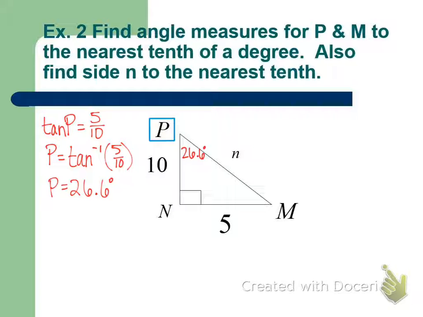All right, we also need to find the measure of angle M. Do you want to use trig or subtraction? Okay, subtraction's usually easier or quicker. So we would take 90 minus 26.6. What would that give us? Okay, so angle M is 63.4 degrees.